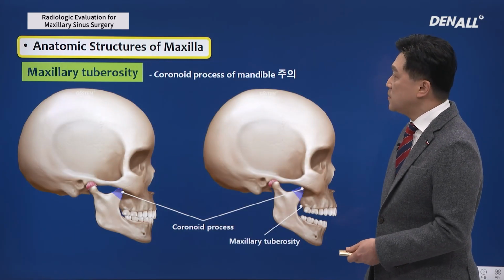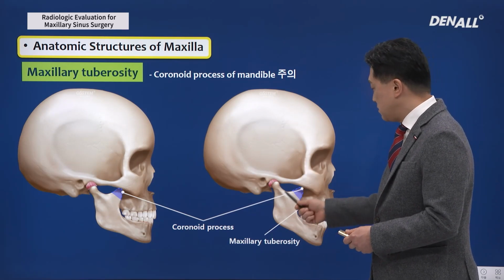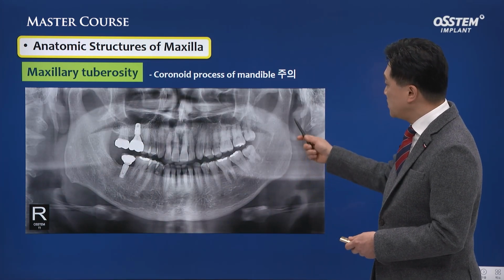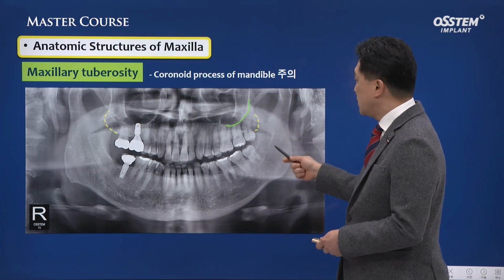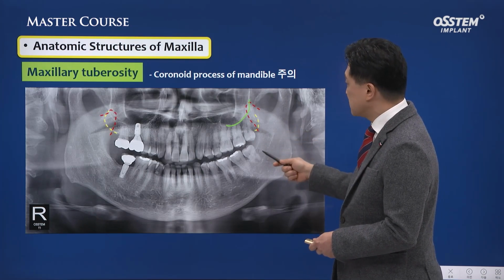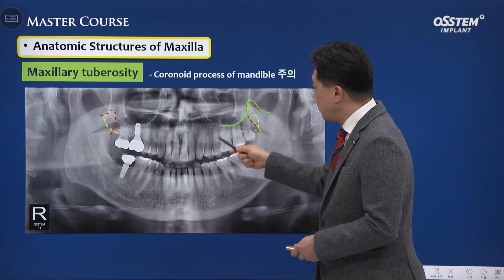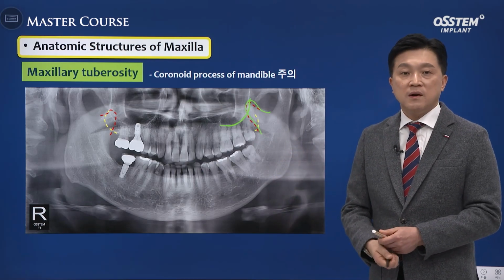Next is the coronoid process of the mandible, where superimposition occurs with the maxillary tuberosity as shown. The maxillary sinus is here and the coronoid process is here. At the sinus floor and posterior border, you can see that superimposition can occur.